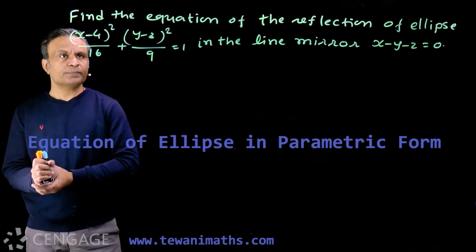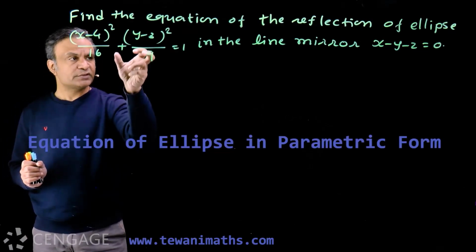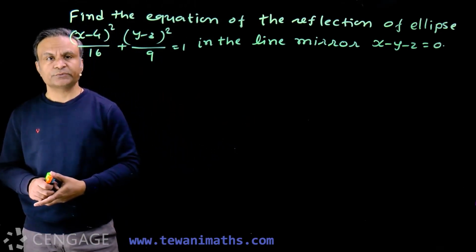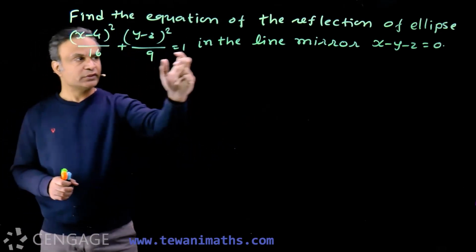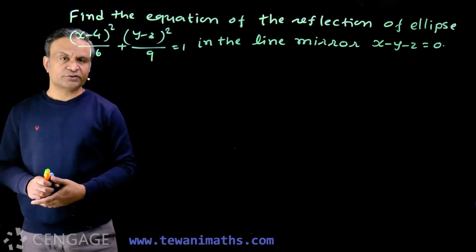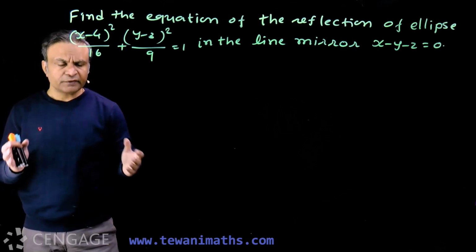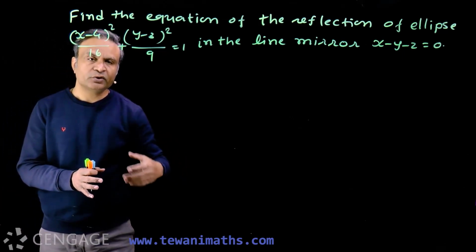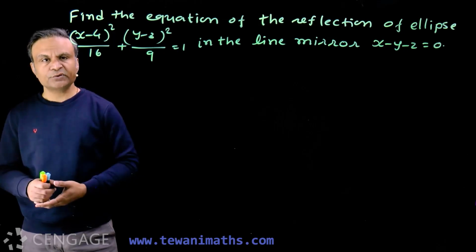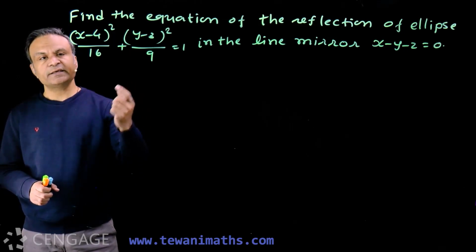Okay, let's try this question. Find the equation of reflection of this ellipse in the line mirror x minus y minus 2 is equal to 0. हम इस एलिप्स को इस लाइन मिरर में रिफ्लेक्ट कर रहे हैं, हमें रिफ्लेक्टेड कर्व का इक्वेशन निकालना है. Definitely the reflected curve will be also an ellipse. जो रिफ्लेक्टेड कर्व है वो भी एलिप्स ही होगा ना. कैसे निकालेंगे इस एलिप्स का इक्वेशन?